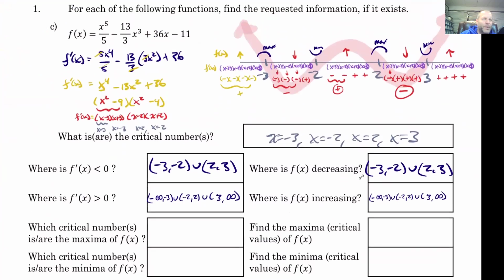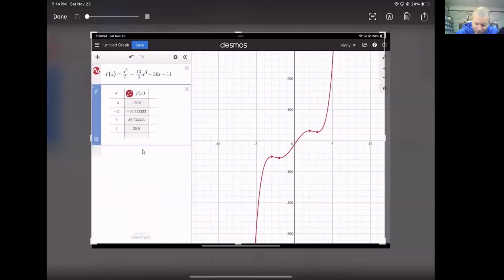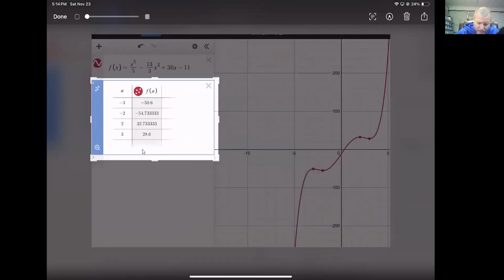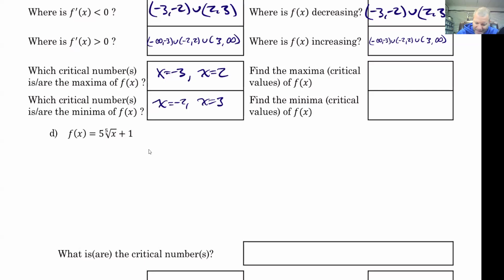Which critical numbers are the maxes? Well, we had x equals negative 3. We also had x equal to 2. Our minima are where x is equal to negative 2 and x is equal to 3. So to find these values, I'm going to just throw this to Desmos. I'm going to pause this so I can load up the function. All right, so here are all of the values, right? So here's our function. I'm just doing the values. So we have our mins, we have our maxes. I'm just going to cheat a little bit. I'm going to take this and throw it into the notes and use that as my answer.